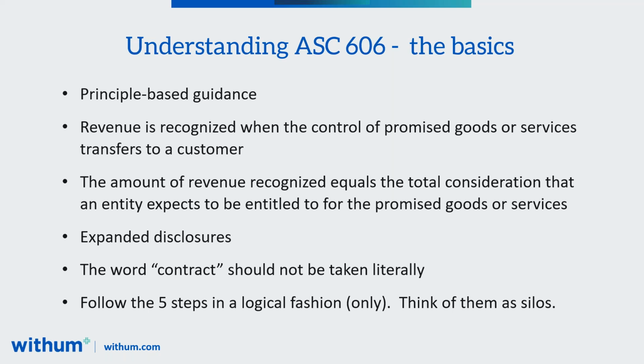A very important concept in 606 is called the control concept. I'm on the second bullet point here. That's looking at it from the customer's point of view and thinking about when revenue should be recognized. When was the control of those promised goods or those promised services transferred over to a customer? So the control concept is very foundational. The amount of revenue recognized will equal the total consideration that an entity expects to be entitled to. It's kind of common sense.